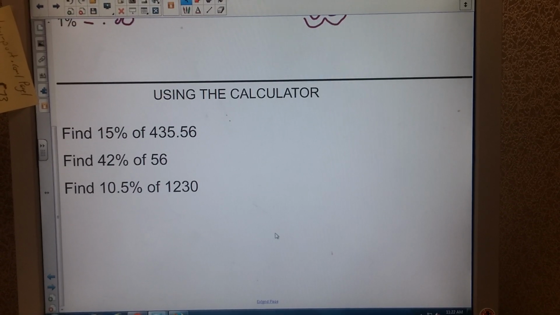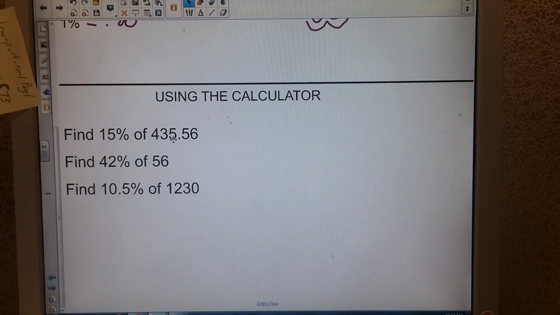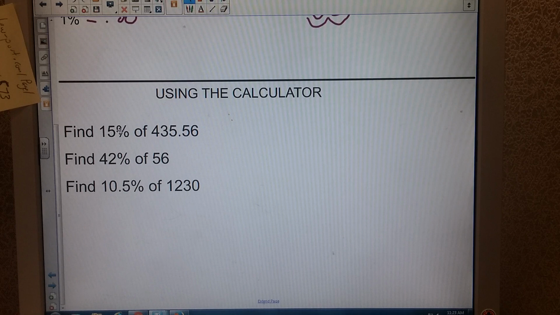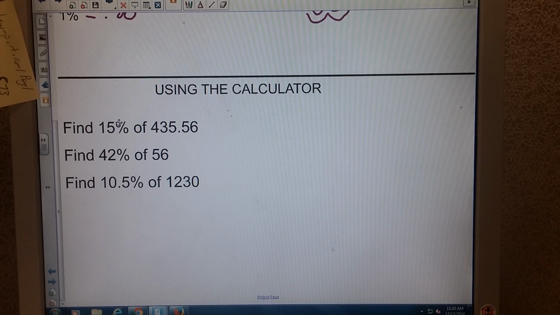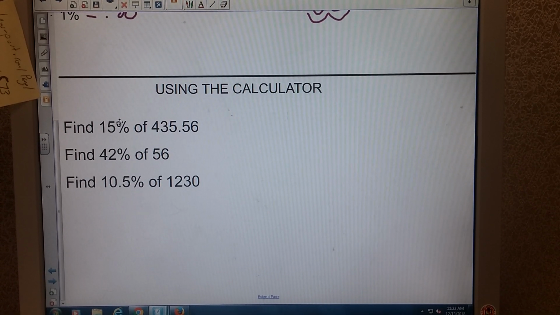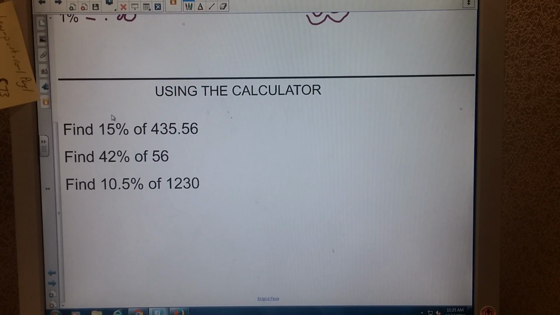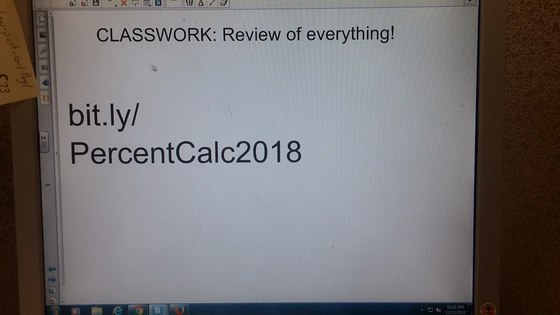If you forget from the previous day, to find 15% of this number, you would type in the number 15. You would hit second and then that parentheses. Your calculator would then say 15 with a percent key. You would do times 435.56 and it would spit out the percent for you.